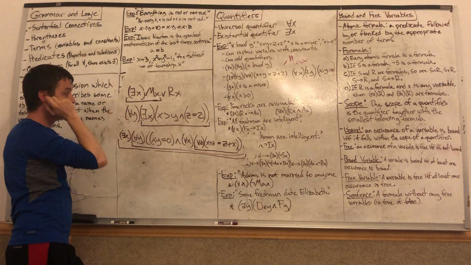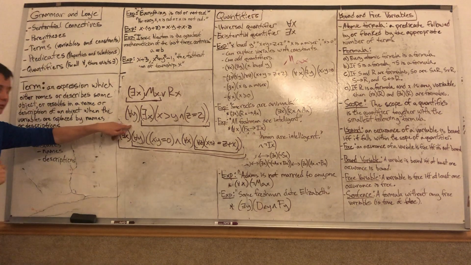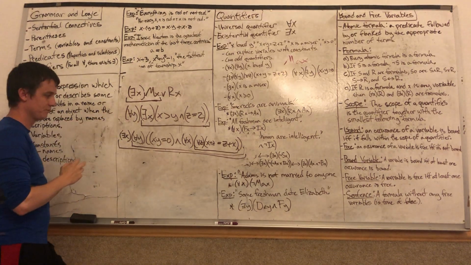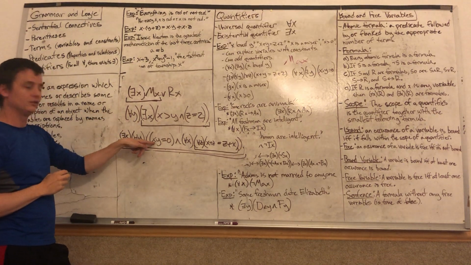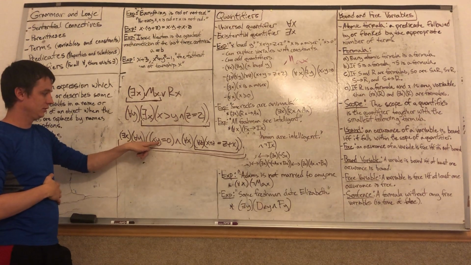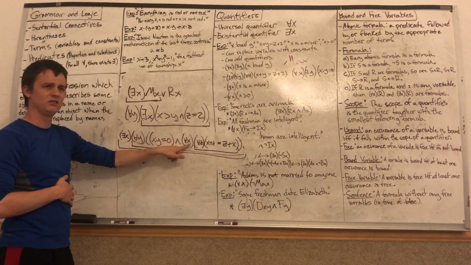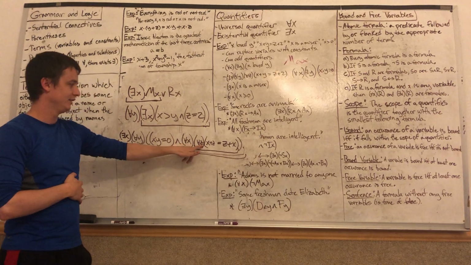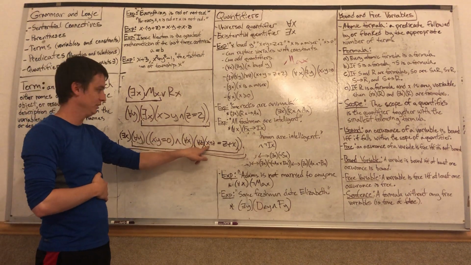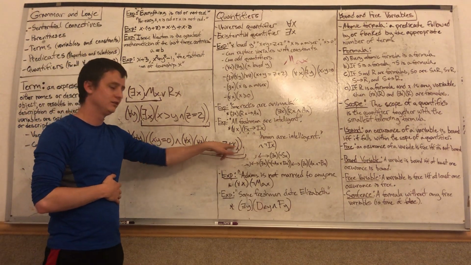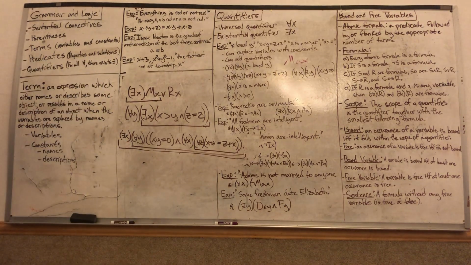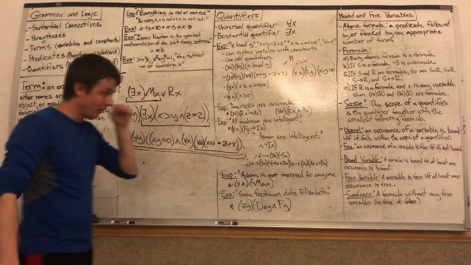Oh, because there's a y quantifier. Oh yeah, there's a y out here. Sorry, I'm covering that. Alright, what about here? Free or bound? Bound. Bound. Bound. Alright, they're all bound. Wonderful. So those were all bound occurrences.